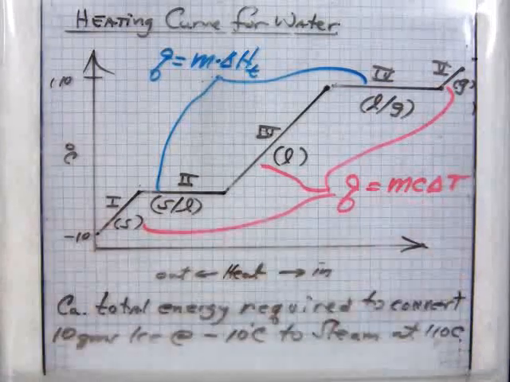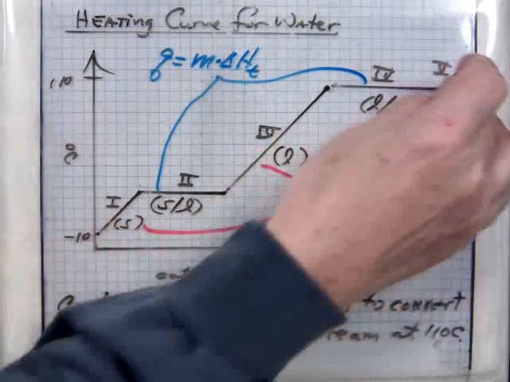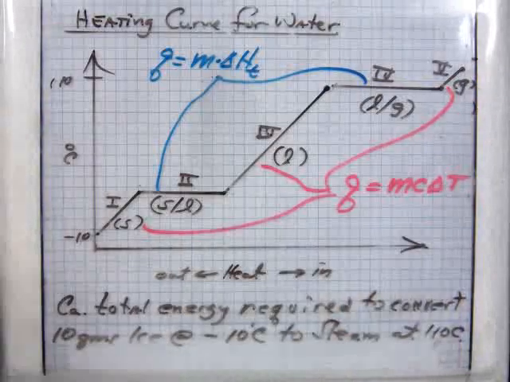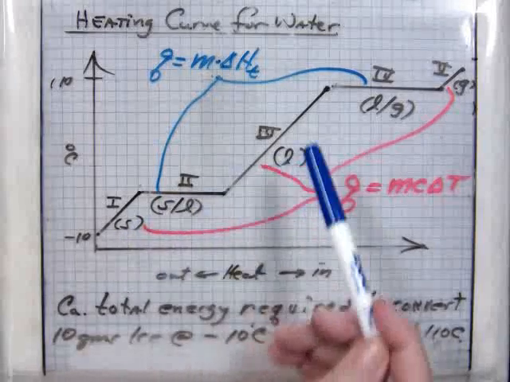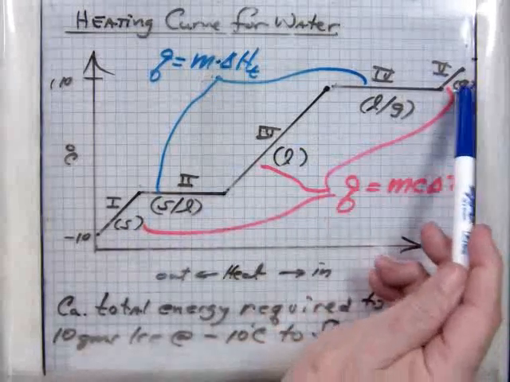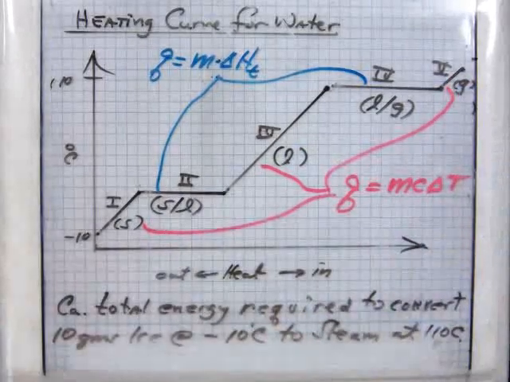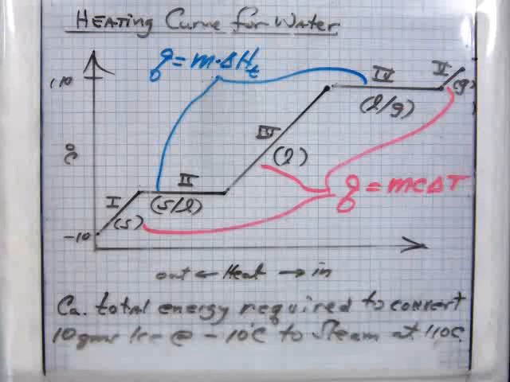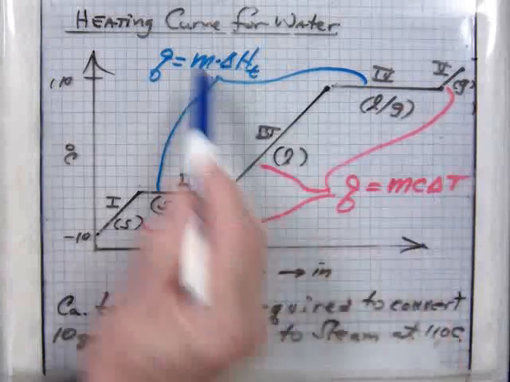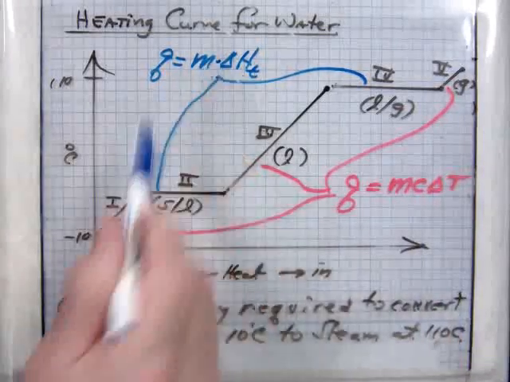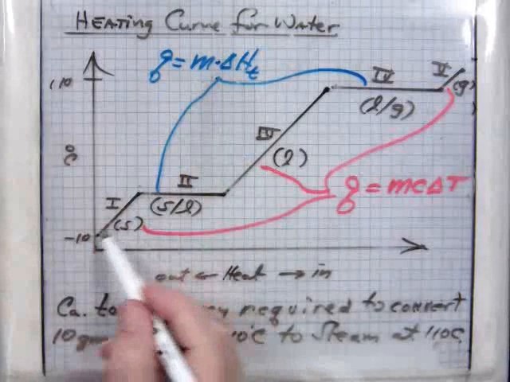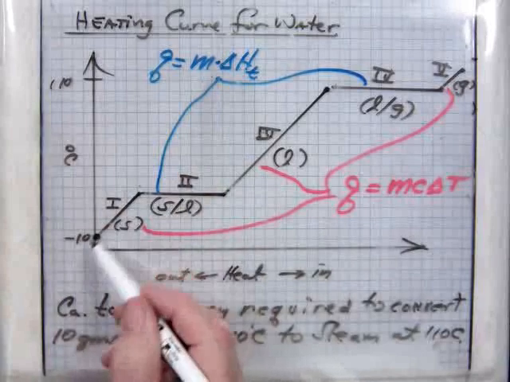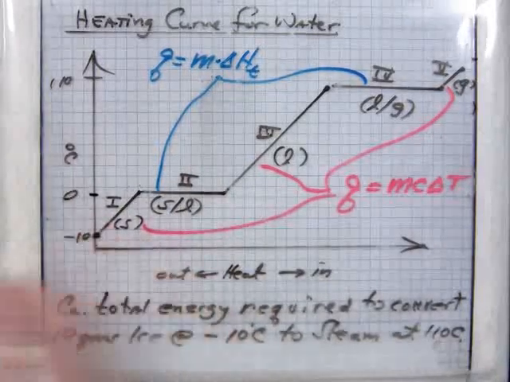C is specific heat. Specific heat is different for each slope region, and the ice is 0.5 calories per gram, and liquid is 1 calorie per gram, and gas is 0.48 calorie per gram. Now, I've done this enough that I can remember those, but you will be given the C values, the specific heat values, and the delta H transition values, and we'll see those pop out as I go through working each region.